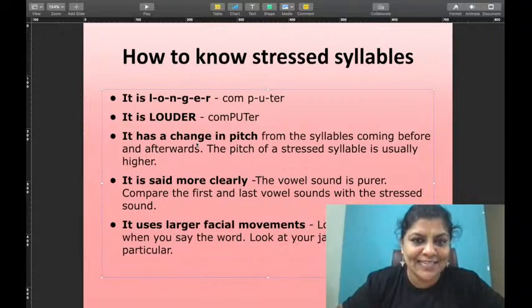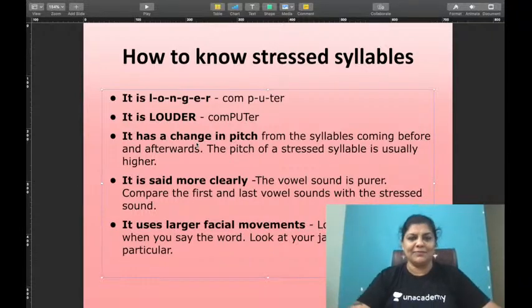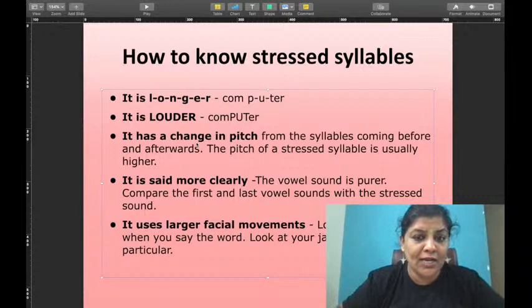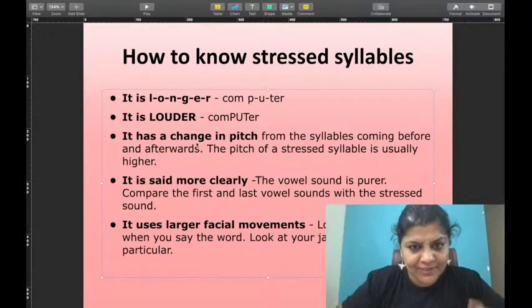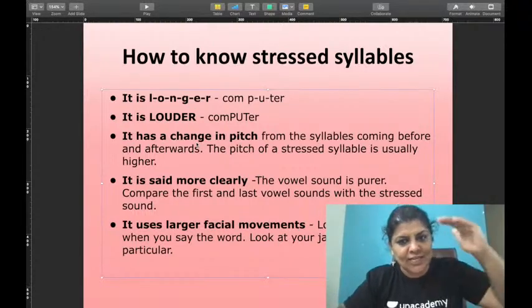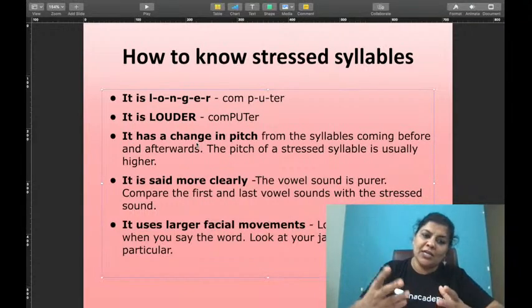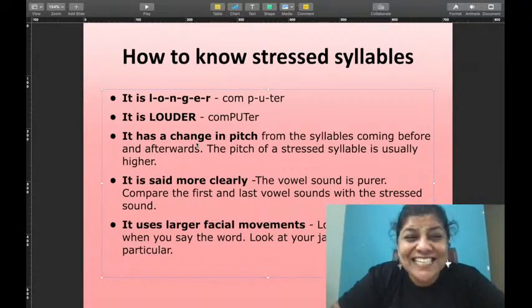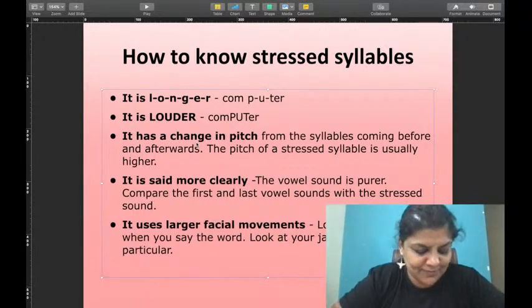Are you able to understand? These are all easy ways to remember. It is longer. Simple. Short. Pewter. It's louder. It has a change in pitch. It is said more clearly. It uses larger facial movements. Computer.